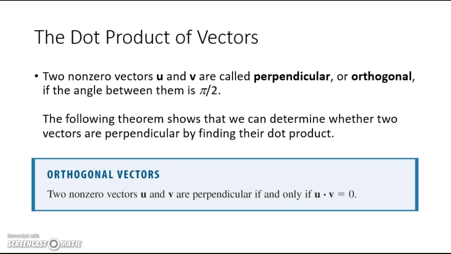Now there's something about when that angle is 90 degrees or pi over 2. Two non-zero vectors u and v are perpendicular, and in this context perpendicular is called orthogonal. So if you're asked to find whether two vectors are orthogonal, it's asking you, are these two vectors perpendicular to one another in the plane? The following theorem shows that we can determine whether two vectors are orthogonal by finding their dot product. If their dot product is 0, then those two vectors are perpendicular. They are orthogonal to one another.